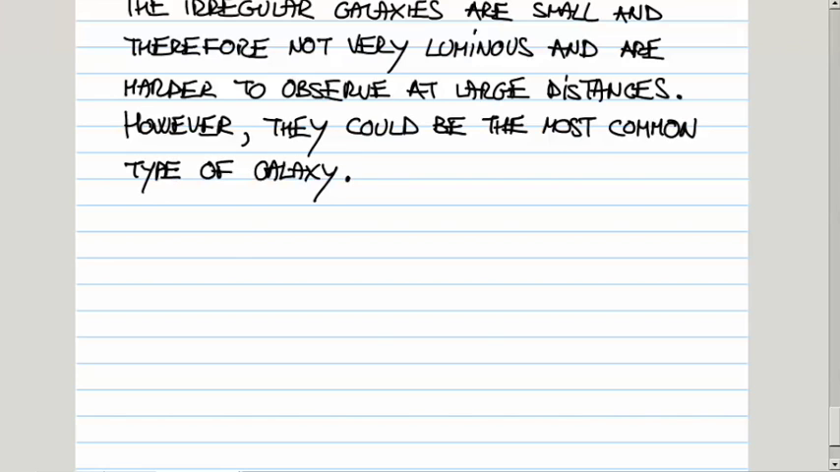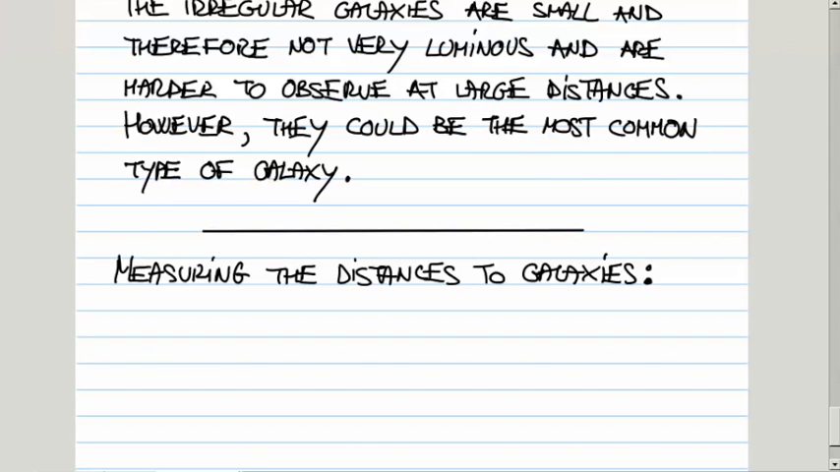Okay? So the first thing you need to find out about an object out there in the universe is the distance, right? And so I want to discuss next measuring the distances to galaxies, okay?